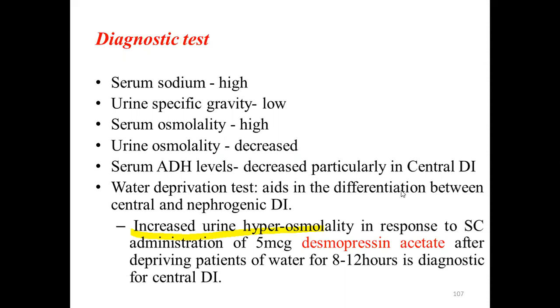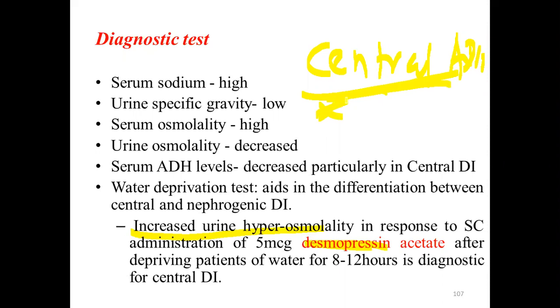Now here, when you say desmopressin, we are just giving antidiuretic hormone. What is the problem with central DI? The problem is deficiency. So the moment you give replacement therapy with desmopressin, you are replacing the antidiuretic hormone. The problem is not resistance, but deficiency. So now the concentration in the urine will be increased because vasopressin retains more water. This is how we differentiate central DI from nephrogenic DI.